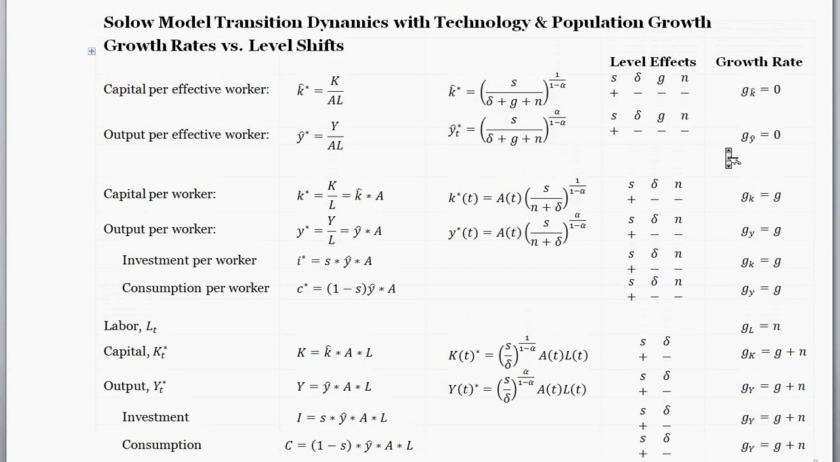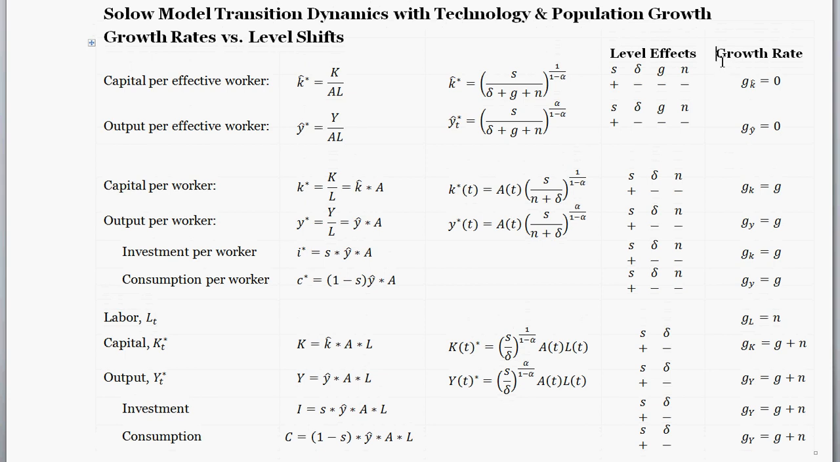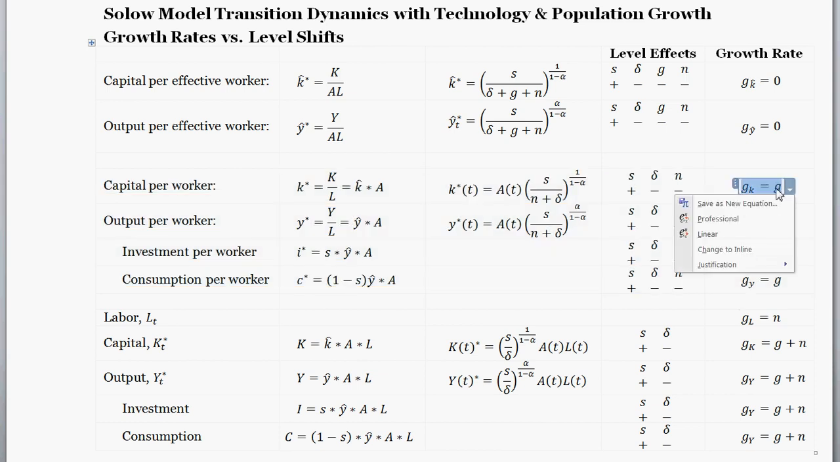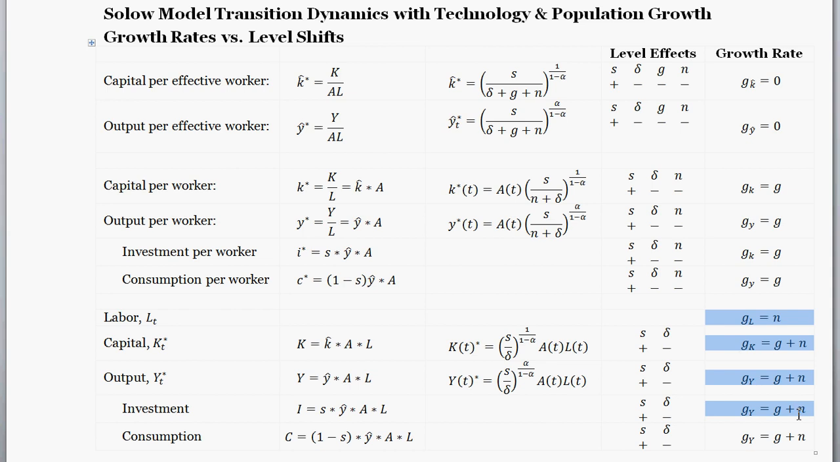So here's our little summary. What here affects growth rates? Well, things that affect growth rates are things like population growth and the growth in technology. All of these variables are affected by the growth of technology. That's what we have g in our notation. And all of these things here are additionally affected by the population growth n. So let's see what happens when we increase the population growth on our time series graphs.